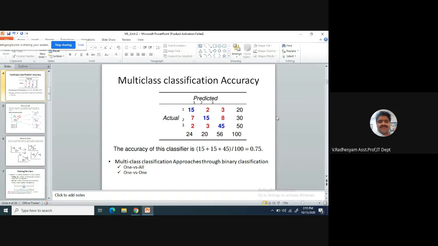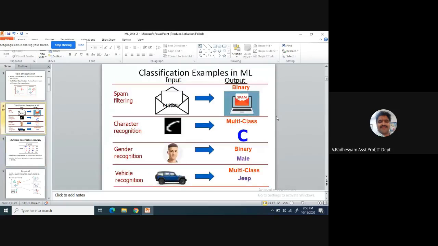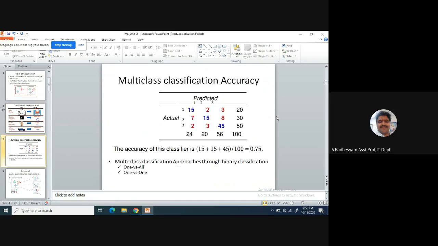And we know how to do binary classification efficiently. If two classes are there, we are able to draw a line between them. If you are able to draw a line between them, then it is very easy to classify in binary classification. But how to achieve multi-class classification? There are two cases. One is 1 versus all, and another one is 1 versus 1.